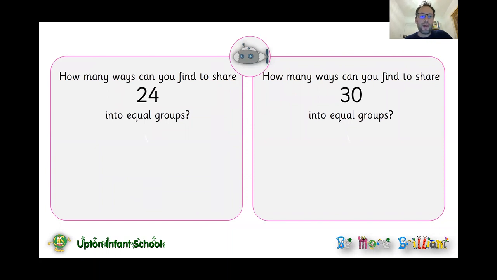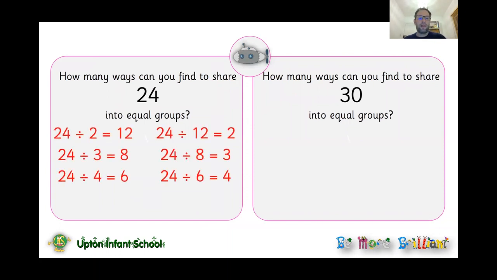Did you find some different ways of sharing 24 into equal groups? Well, there were 6 different ways that I came up with at first. 24 divided by 2, so we had 2 equal groups, which is 12 in each group. 24 divided by 3, which was 8 in each group, and 24 shared into 4 equal groups equals 6. Now, the next ones I came up with are, again, almost the opposite. So 24 divided by 12 is 2. 24 divided by 8 is 3. 24 divided by 6 is 4.